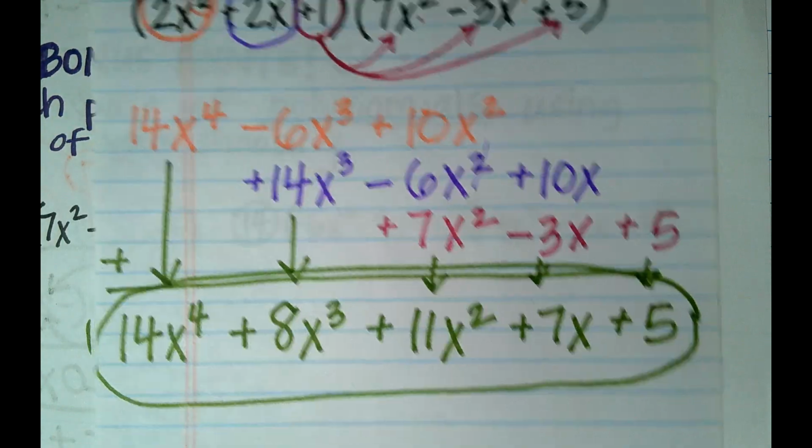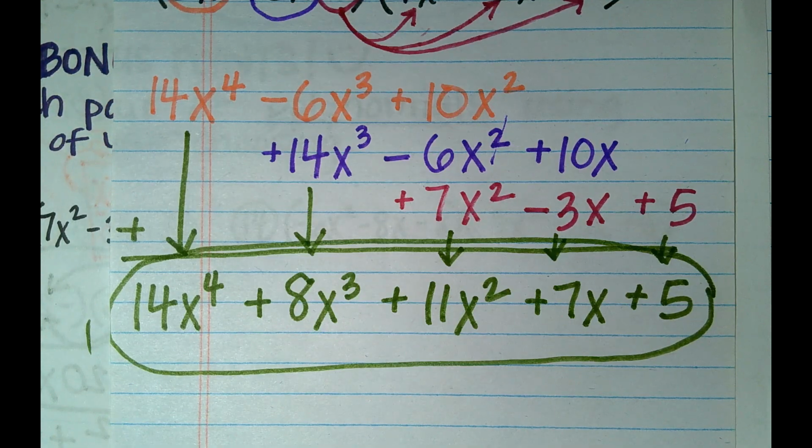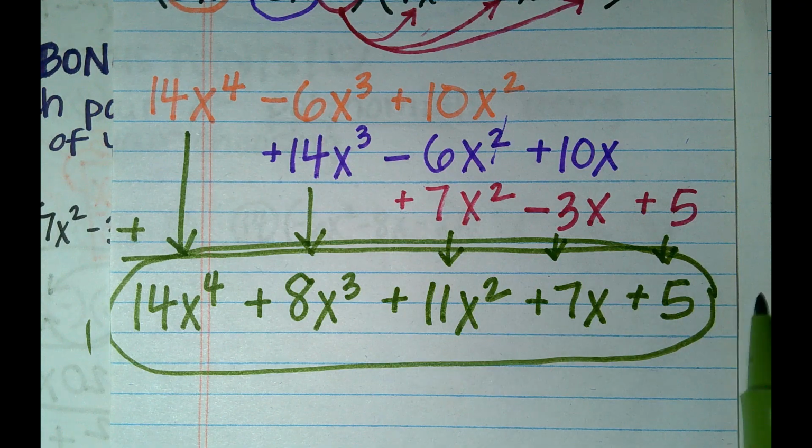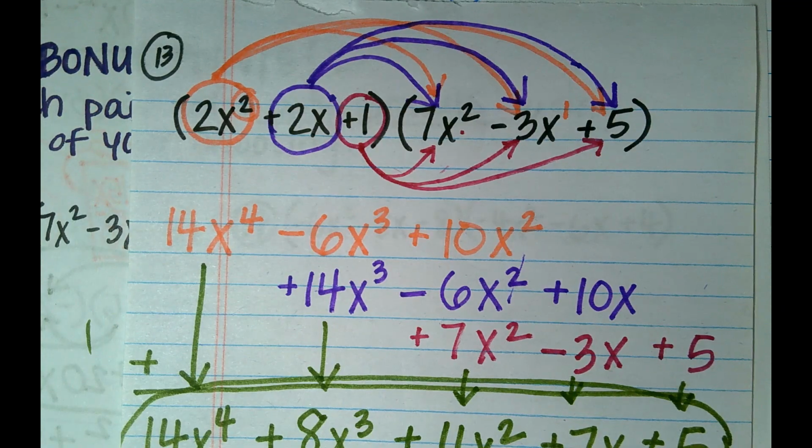On your actual quiz, you can earn up to, I think it was 2.25 bonus points. I'm going to give you a certain amount of points per each term you get correct on the bonus. So it's really just repeated distribution. That's all this is.